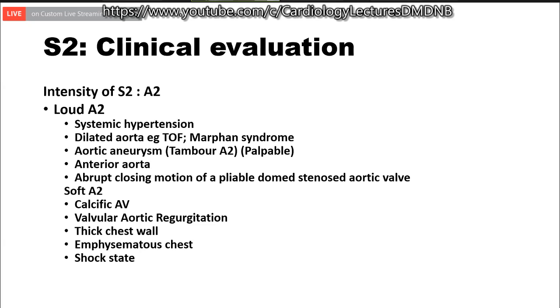Soft A2: calcific aortic valve, patients with aortic regurgitation, especially valvular aortic regurgitation, thick chest wall, emphysematous chest, and patients in shock state. Patients in shock state have a very feeble A2. What will happen to the P2 in shock state?